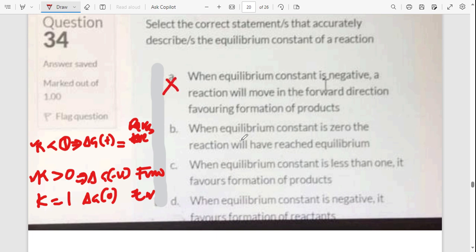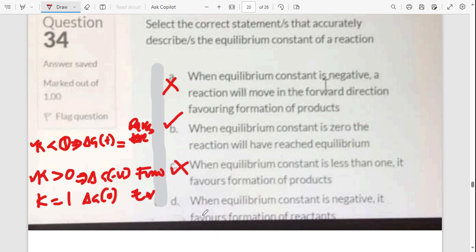When the equilibrium constant is 0, the reaction will have reached equilibrium. How about this statement? This statement is actually true. Okay, the statement is true. And then let's look at C. When the equilibrium constant is less than 1, it favors formation of product. Let's look at that. Less than 1 favors formation of product. Actually, this is opposite. This statement here is greater than. So less than 1 is this one. It will favor formation of reactant, not product. So this is not true.